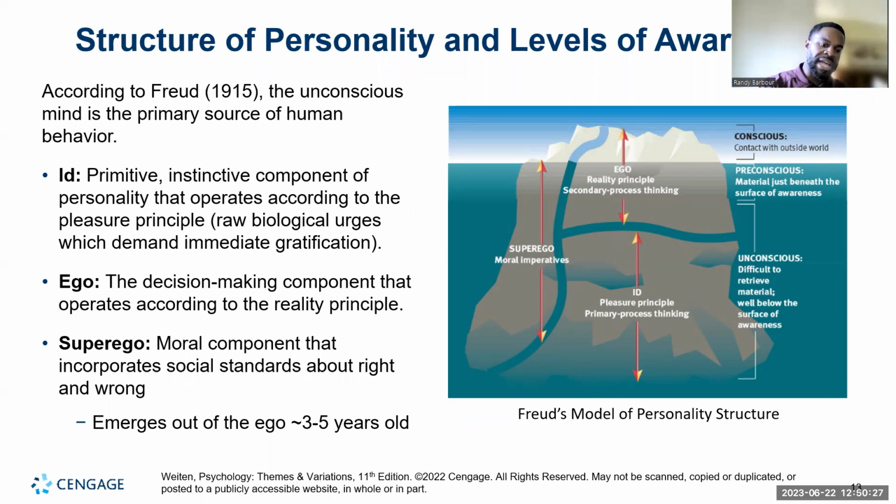And then the superego is that moral component, and it emerges out of our ego around 3 to 5 years of age, and it continues. That's one of the hits against this theory, that it places a lot of emphasis on early childhood. But again, we continue to develop our ego and our morality over the course of time as we evolve, and this superego is that social standard about right and wrong.